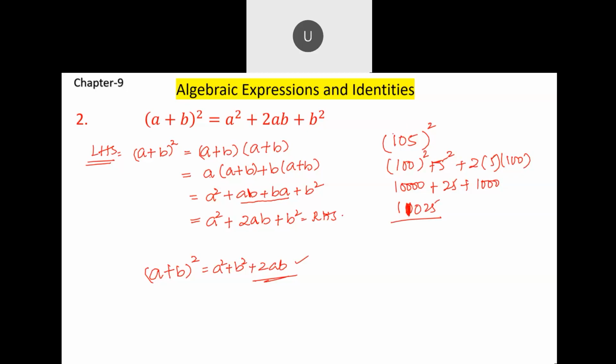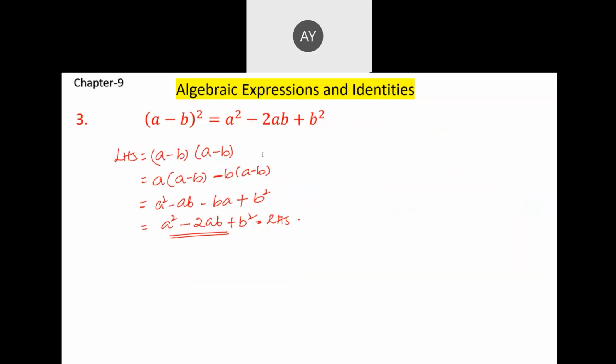So the basic purpose of knowing this identity is it makes things easy when the numbers are there. For example, 98 square if you want to find, you can write this as 100 minus 2 whole square. This will become 100 square plus 2 square minus 2 times 2 into 100.